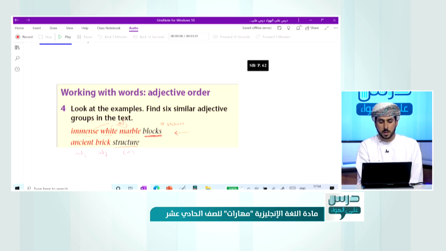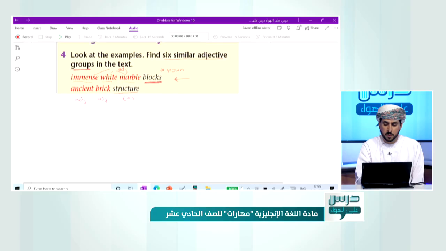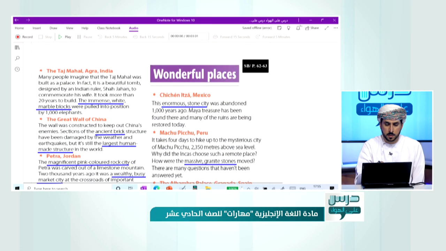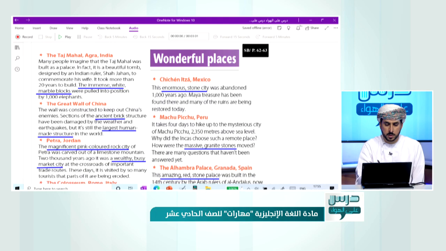The question asks us to look at the example, so we have looked at it, and find 6 similar adjectives or adjective groups in the text. So we need to go back to the text and find these 6 adjective groups. Okay, so let's move on and try to find these adjective groups in the text.